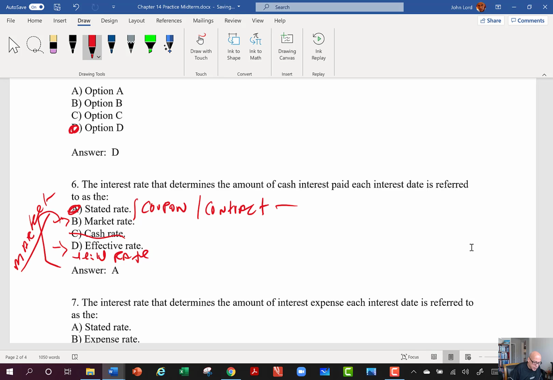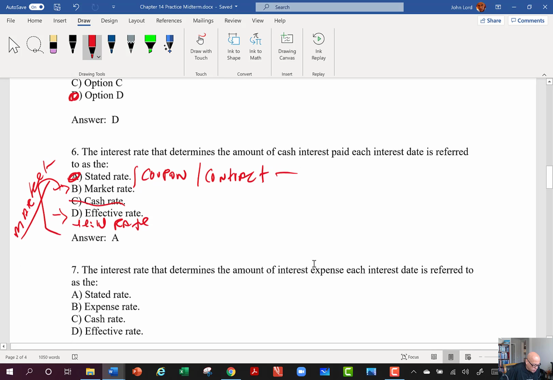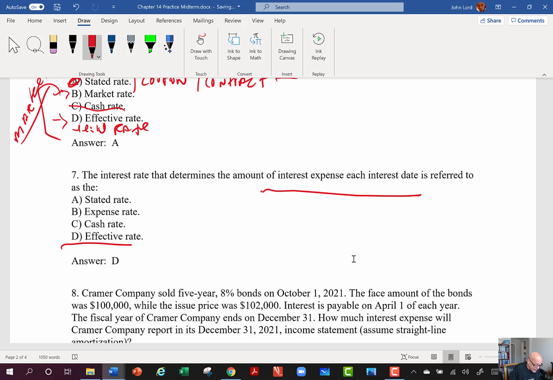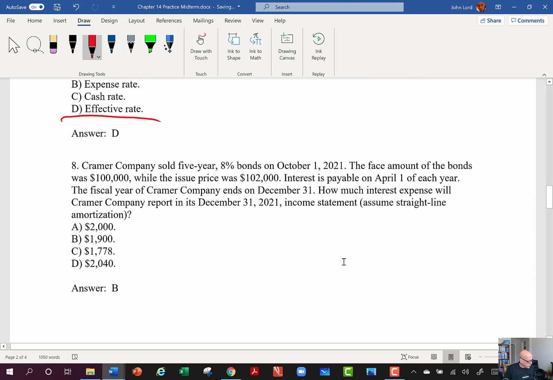Okay, this is used to figure out the cash payments. The market rate is used to figure out the interest expense, the issue price of the bond. Now, the interest rate that determines the amount of interest expense is the what? Again, effective rate, yield rate, market rate is what you would use to figure out the interest expense. Okay, good. Moving right along here.